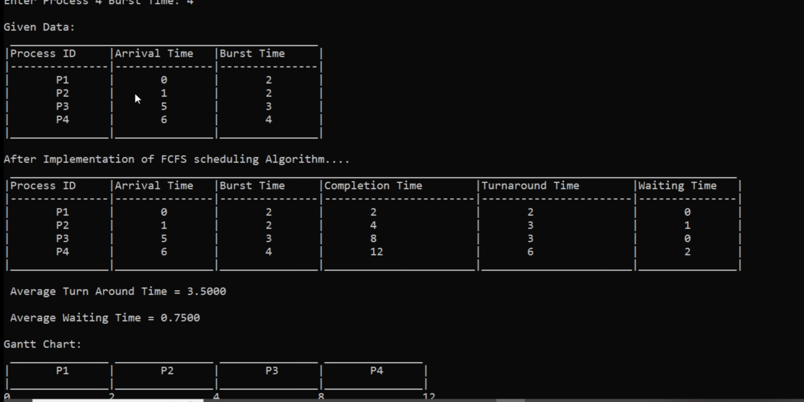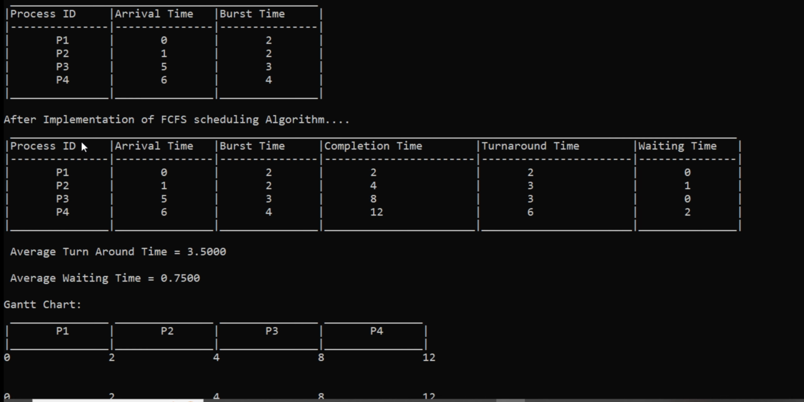You may see the results. This is the given data which we have provided to the algorithm. P1 is arriving on 0 time and the burst time of this process is 2. Subsequently, other processes are highlighted with their arrival times and their burst times. Now, after implementation of the first come first serve scheduling algorithm, these are the outputs which we retrieved from this algorithm. Now we can counter check these outputs with our calculated outputs.